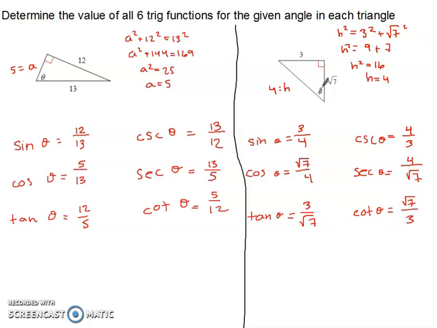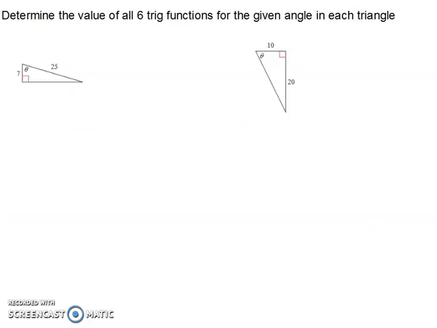Since my theta is in the same position for this entire question, it's not moving, the opposite side is always 3. My adjacent side is always going to be the square root of 7, and my hypotenuse is always across from the 90-degree angle, so that would be the 4 that I found. All right, your turn. Take a moment, pause the video, and try out these two on your own.